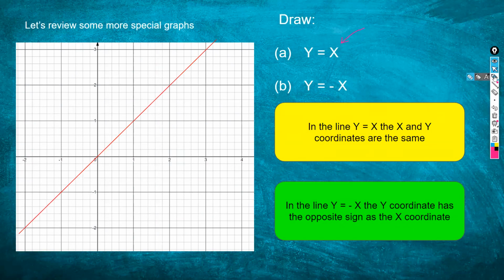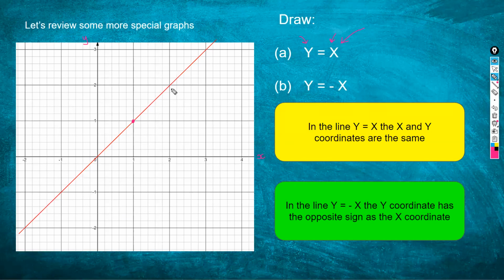Let me explain why this is the line y is equal to x. Y equal to x means at any point on that graph, the x and the y values are the same. Let me prove that to you. If I take this point on the line, you all know the vertical one is the y-axis and the horizontal one is the x-axis. You all notice over here, x is 1 and y is 1. So x and y have the same value.